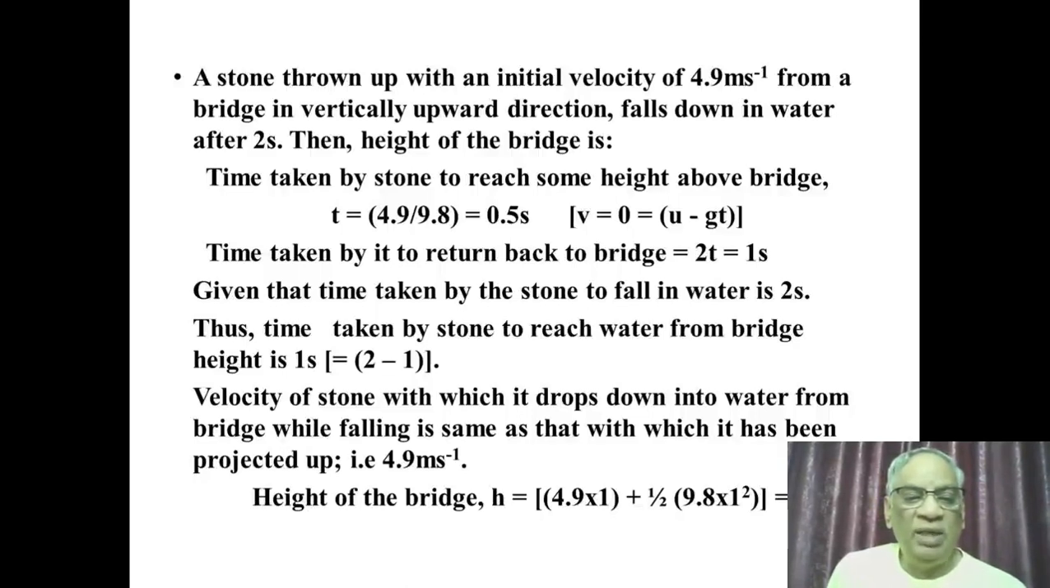Given that the time taken by the stone to fall in water is 2 seconds. So the difference, that's 2 seconds minus 1 second, that 1 second is the time taken by the stone to reach water from the bridge height in its return journey. So the velocity of the stone with which it drops down into water from the bridge while falling is the same as that with which it has been projected up, under the same condition. So the height of the bridge becomes h is equal to 4.9 into 1 plus half into 9.8 into 1 square, that's 9.8 meters.